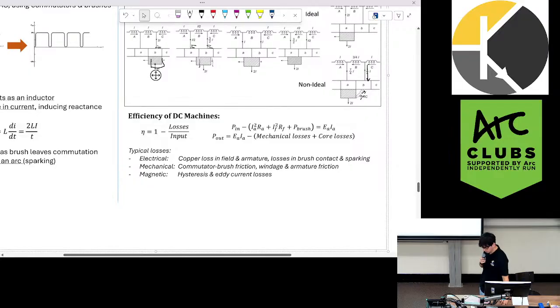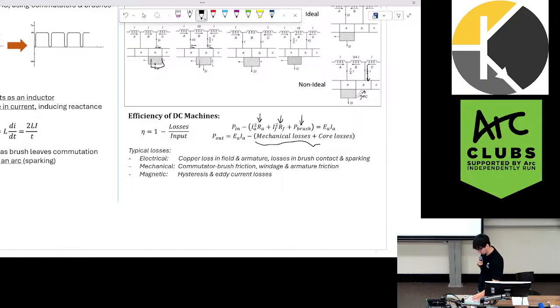The efficiency of DC machines: we have the typical efficiency equation, and each of these losses. This is your armature resistance loss, your field resistance loss, and then any frictional losses through your brushes, and these will be constant losses. So our mechanical losses and core losses are constant, so they don't depend on the EMF or the speed of the motor. We'll see that in an example of how we account for that and then get a final answer for our total losses.